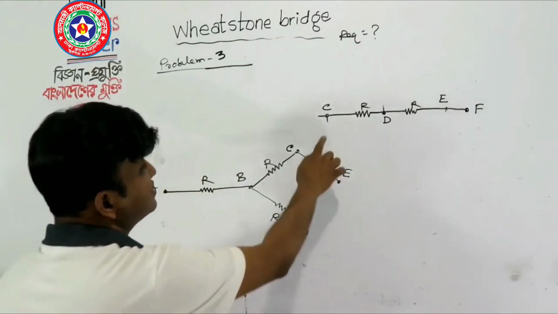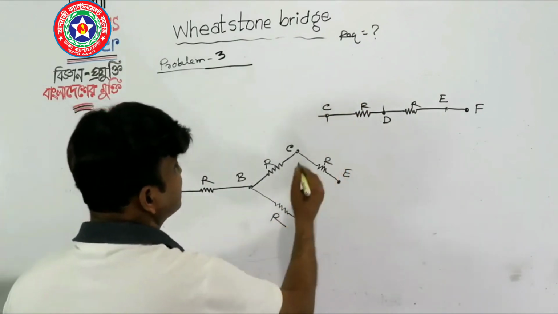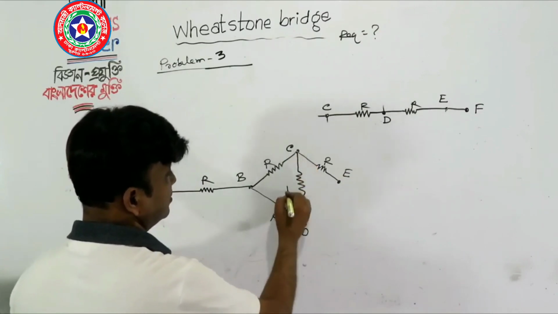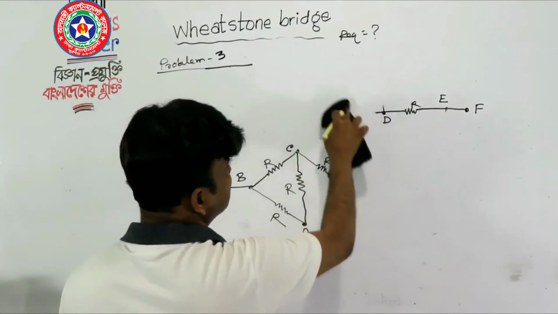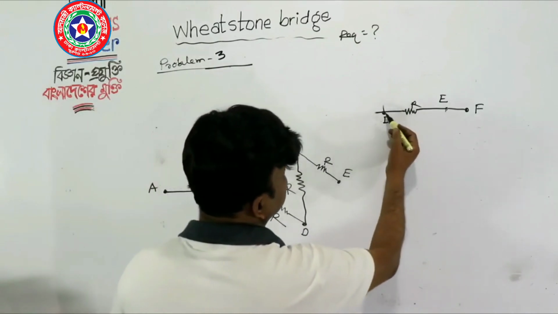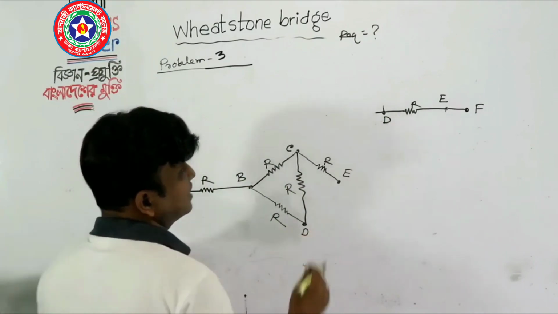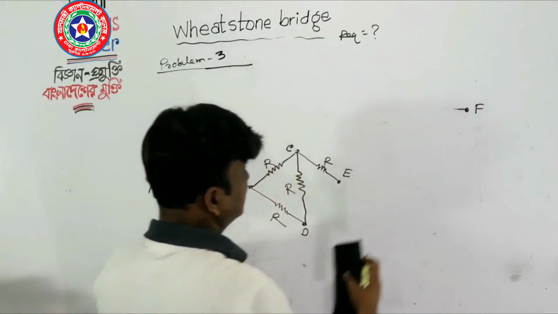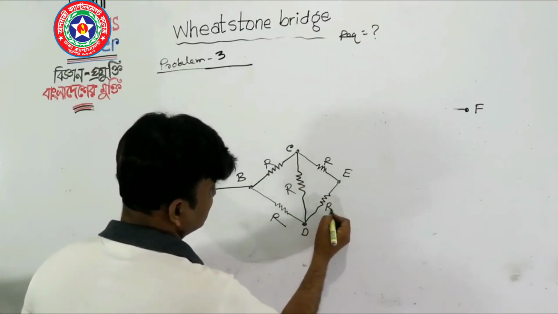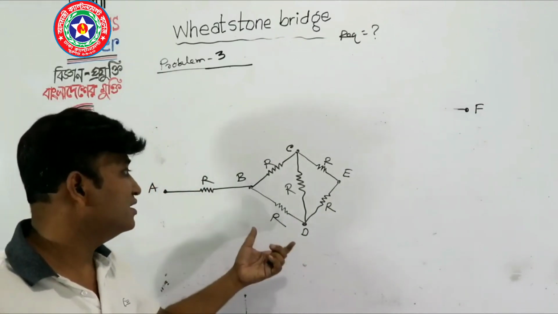Now there is a resistance between C and D. So we can take this resistance here. This is C and this is D. So we remove this resistance. Now there is the last resistance between D and E. Here the D and here the E. So we can take this resistance here and we can remove it. Finally we get the rearranged configuration here.